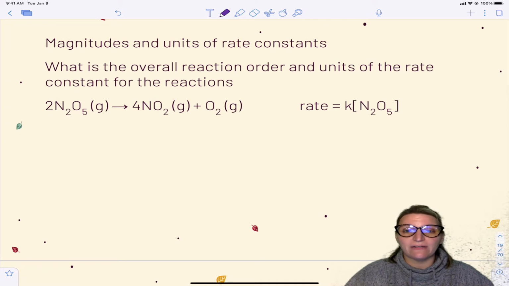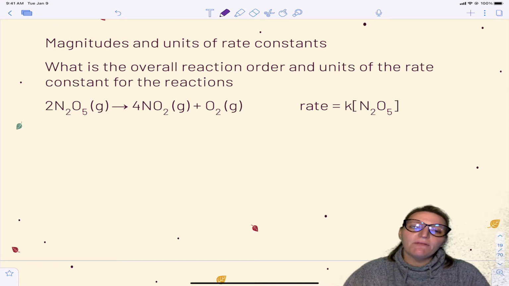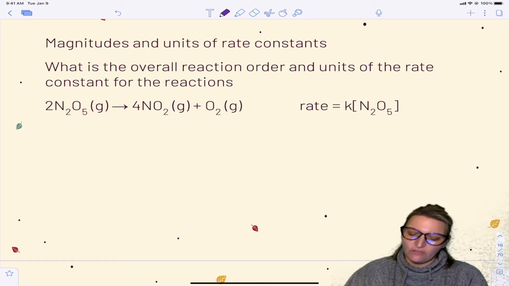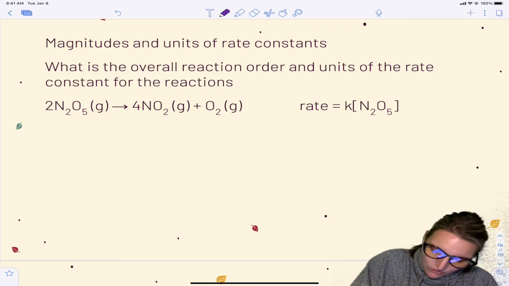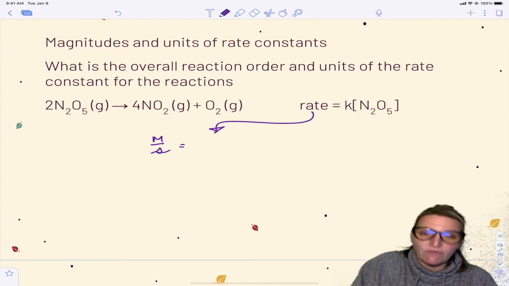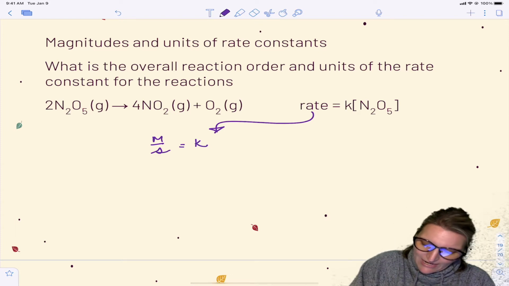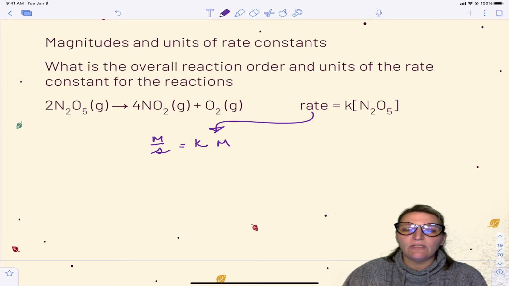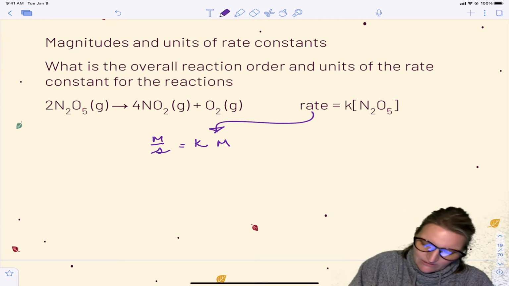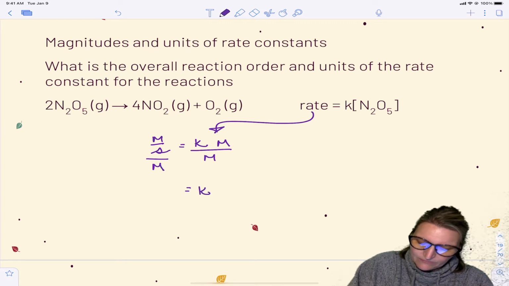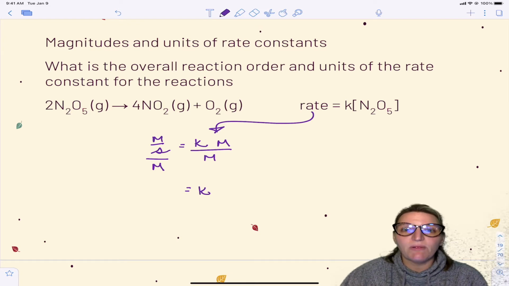So let's do some practice figuring out the unit of the rate constant if this is the rate law: rate equals k times the concentration of N2O5 to the first power. What would be the unit of the rate? Rate is molarity per second. I don't know what k would be, but the concentration of N2O5 would be molarity. Now I'm just going to do the algebra and isolate k with just the units, dividing both sides by M. When I divide by a fraction, it's like multiplying by the reciprocal.